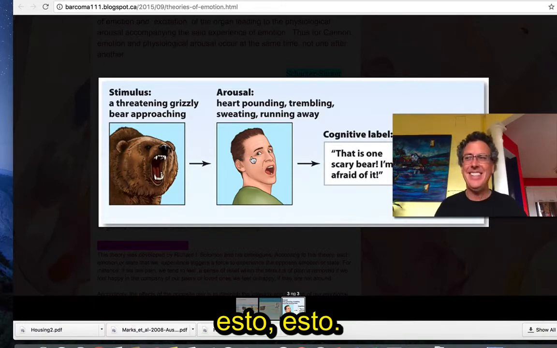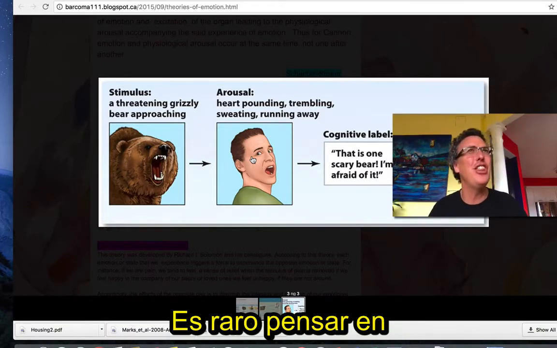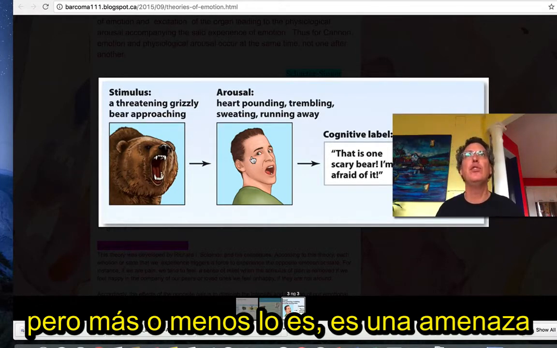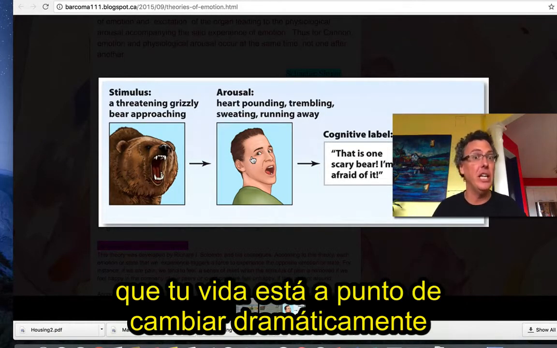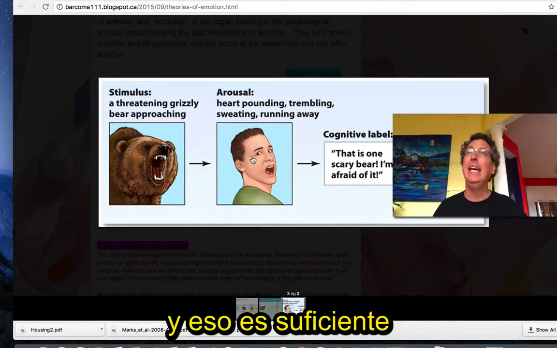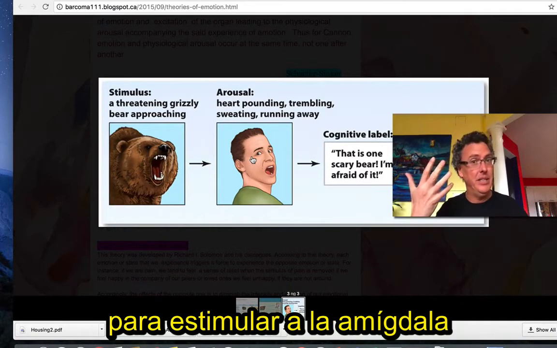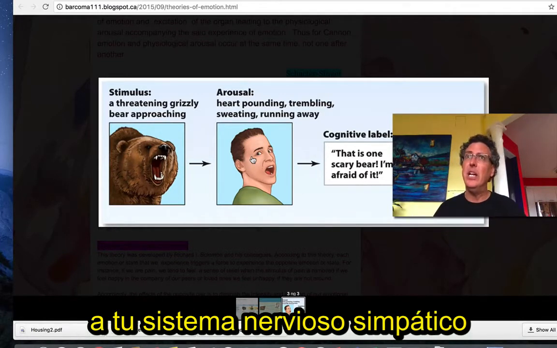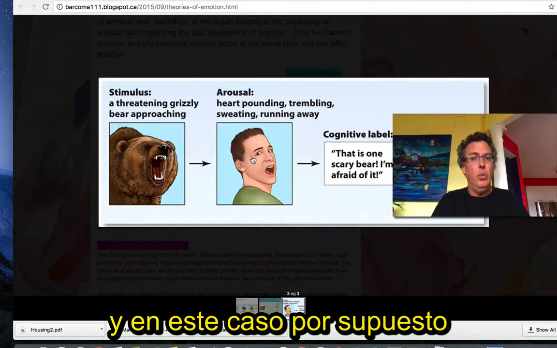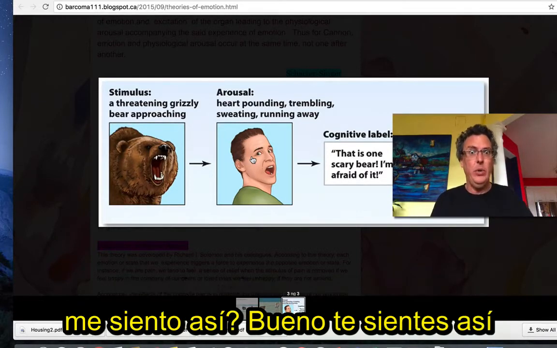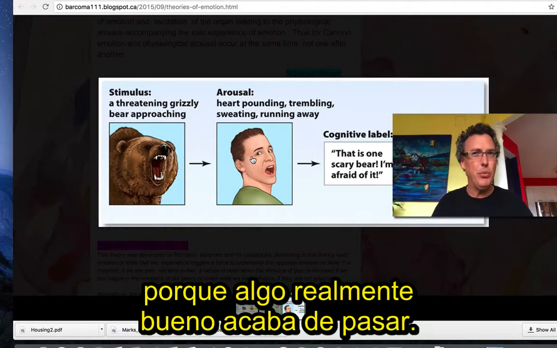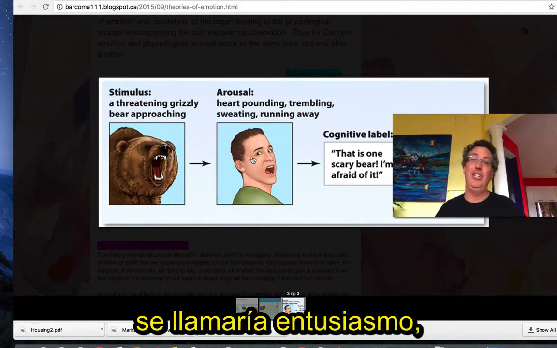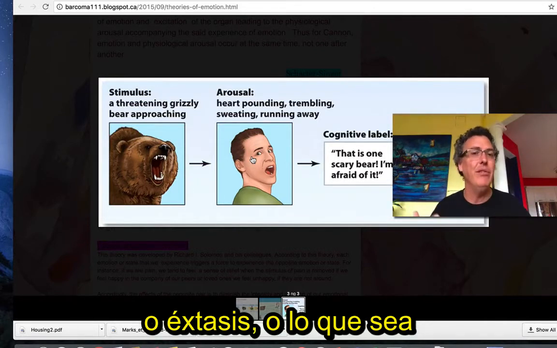It's weird to think of winning a lottery as a threat, but it kind of is. It's a threat to your normal way of being. It's like your life is about to change dramatically. And that is enough to stimulate the amygdala, and to get your sympathetic nervous system engaged. But in this case, when you think about why you feel like this, you feel like this because something really good just happened. And so the emotion you feel would be called excitement or elation or whatever.